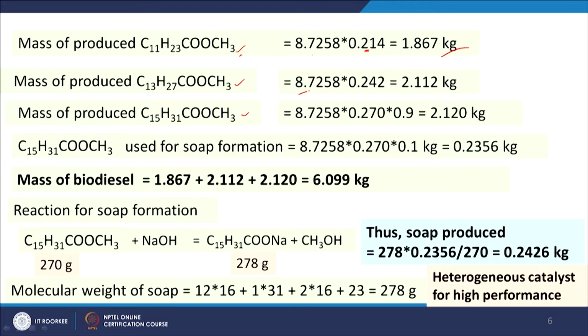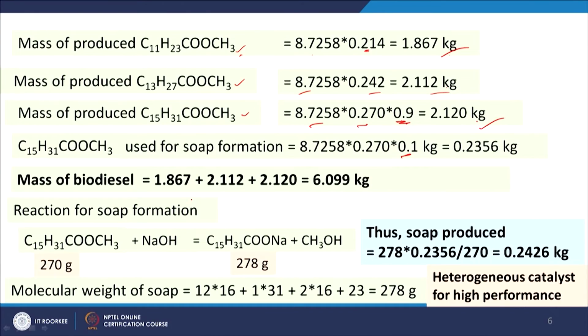Similarly, for this case, this into this equals 2.112 kg, and for this case, this into this is equal to the methyl esters of palmitic acid. Not 100% is converted into these esters; some soap is also formed, that is 10%. So, 90% of this one, so 0.9 will be there. So, this 2.120 kg is for methyl ester formation, remaining 10% will be for soap formation. So, mass of biodiesel will be how much then? This plus this plus this, 6.099 kg.